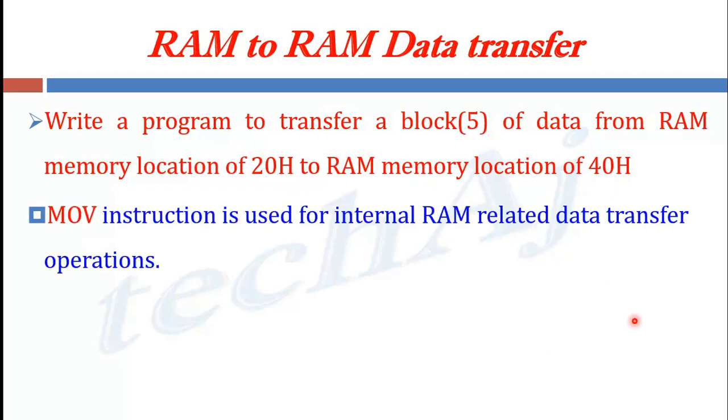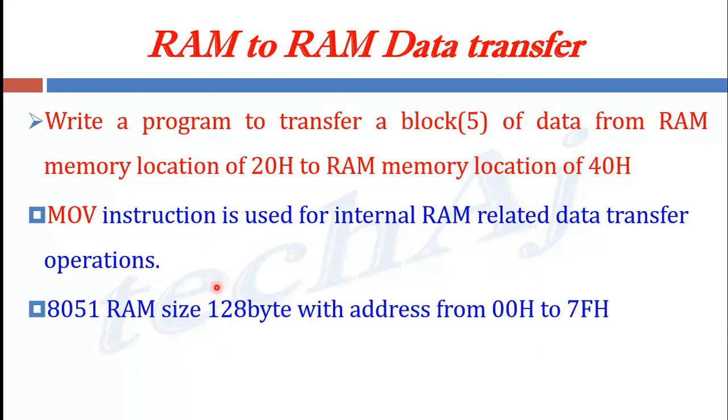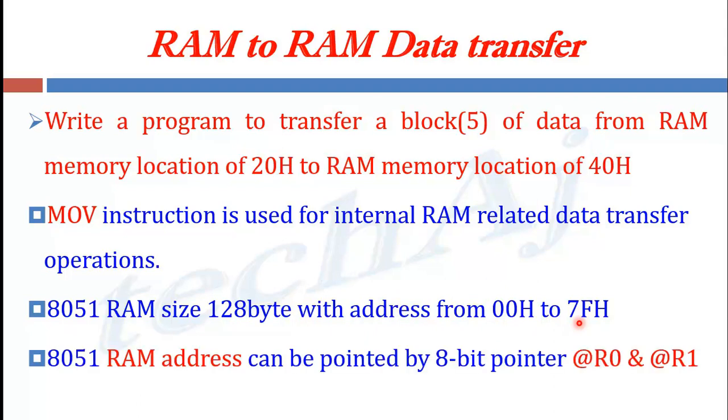Here we have to use the MOV instruction, which is used for all the internal RAM related data transfer operations. We know that the RAM memory in the 8051 microcontroller is of size 128 bytes, having an address range from 00H to 7FH. To point to the address locations of RAM memory, we have to use the 8-bit address pointers, which are @R0 and @R1.